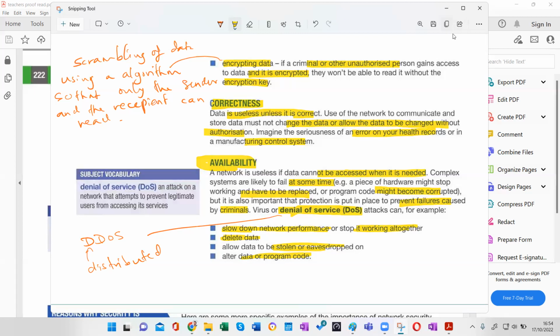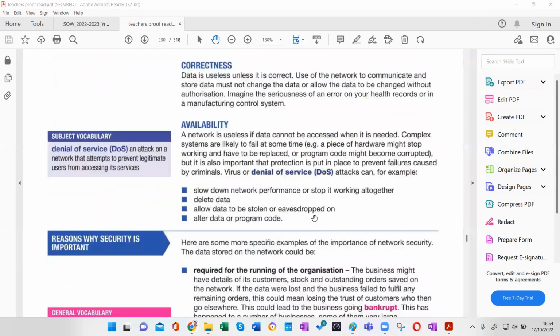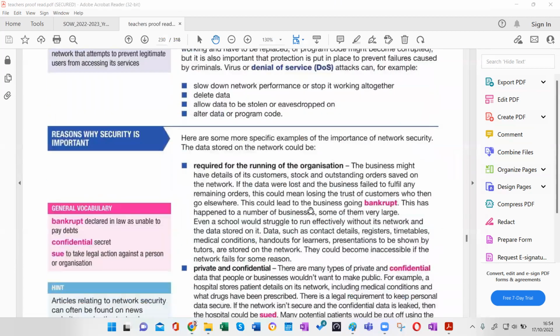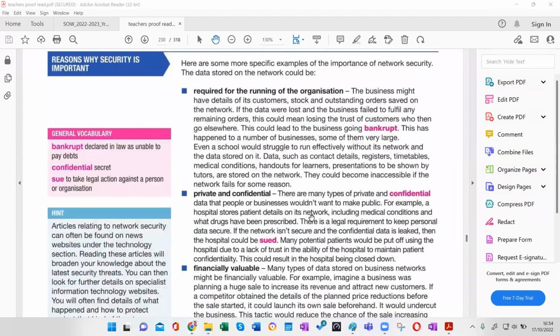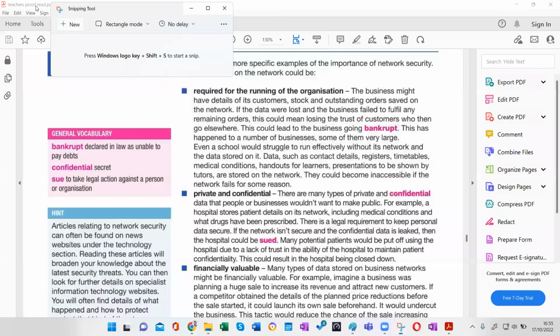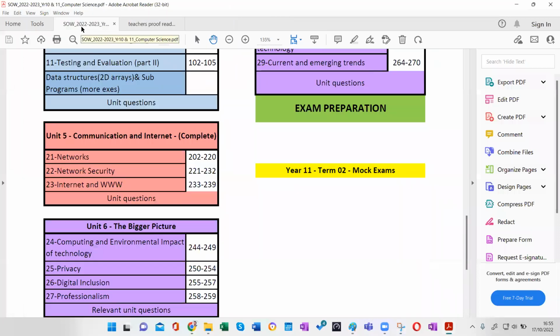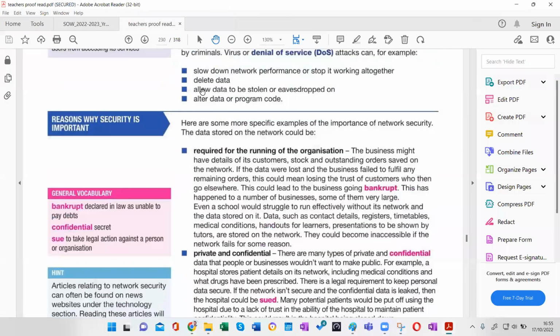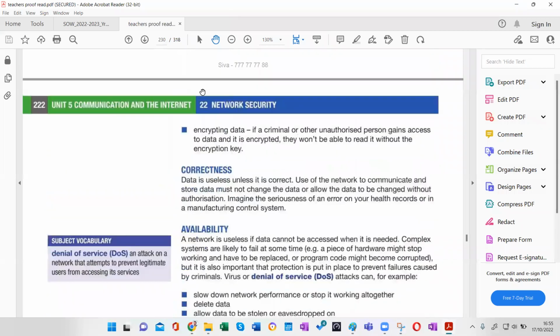Okay. Understand? Any question? All right. These are general knowledge content, okay? How many pages do we have to do? Up to 232.